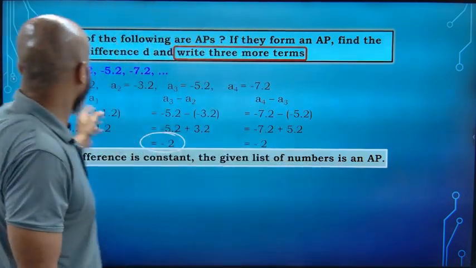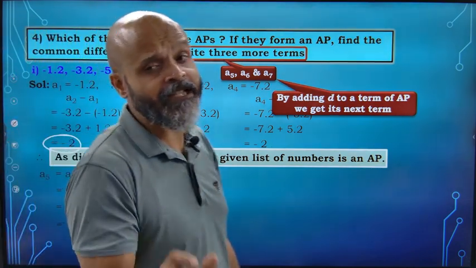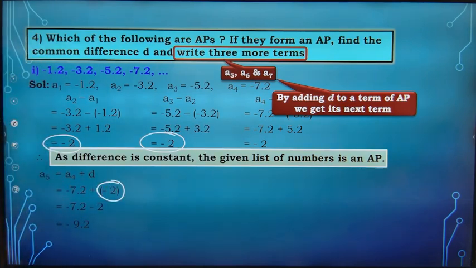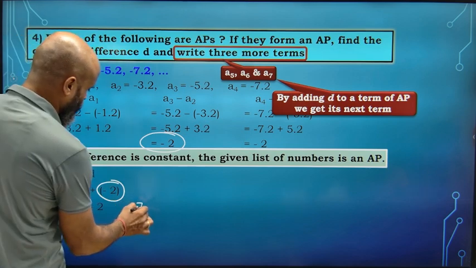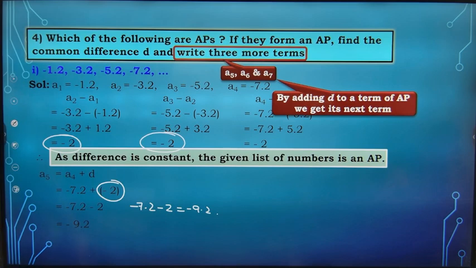What will be the next three terms? Obviously what we are going to do is -2. Actually it means plus -2. Common difference is something that needs to be added. But since this common difference is -2, this will be -7.2 -2, that is -9.2. Okay, clear? Okay.